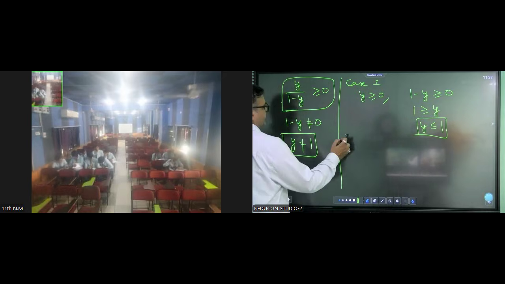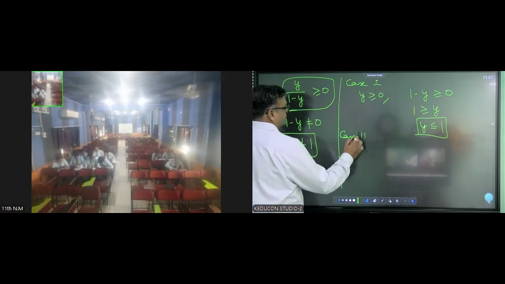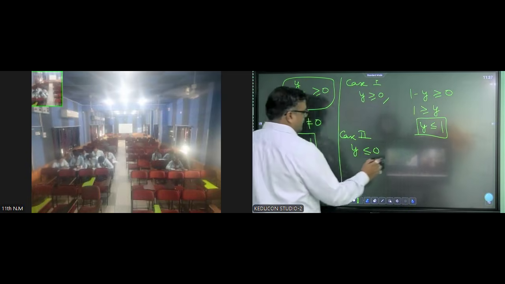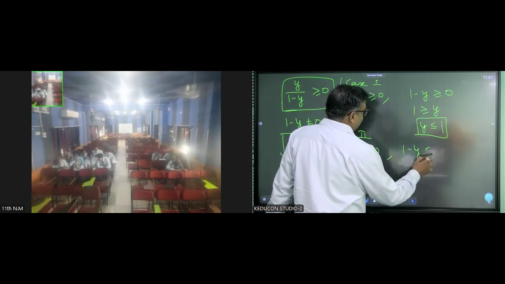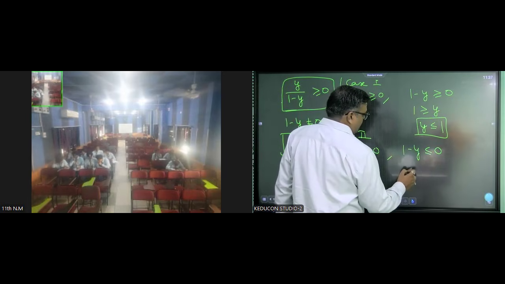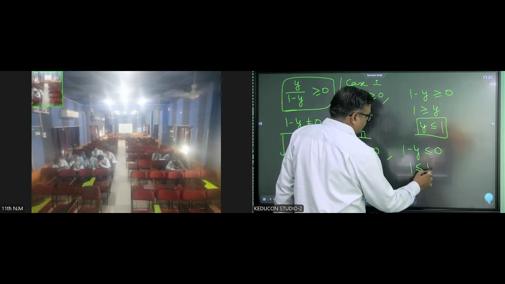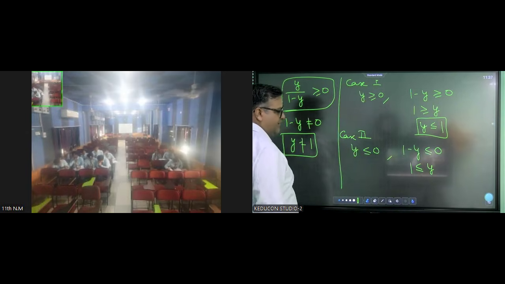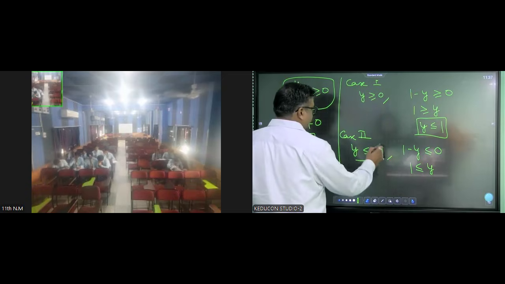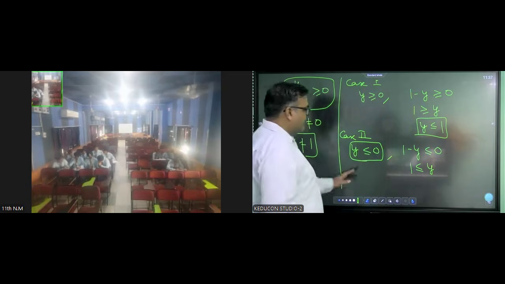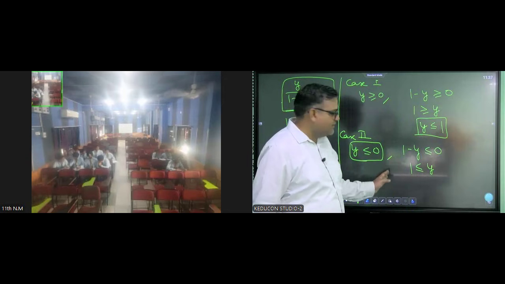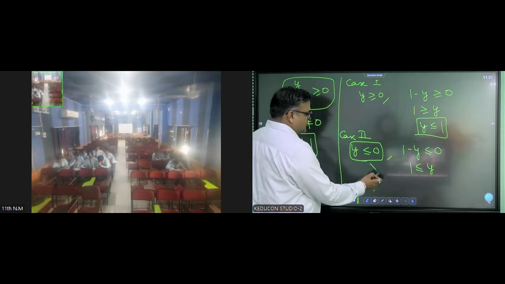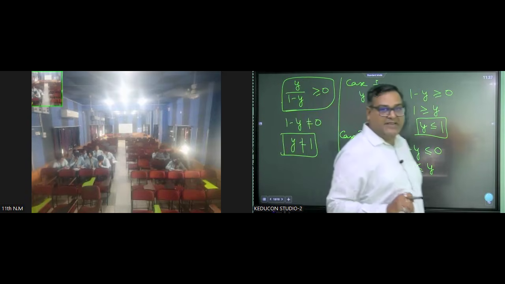दूसरे केस में क्या आ जाएगा? Case 2, y is less than equal to 0, both are negative, and 1 minus y is less than 0. From here what we got? Is this clear? y is greater than 1 and y is less than equal to 0. क्या ये पॉसिबल हो सकता है रिजल्ट? 0 से लेस होना चाहिए और 1 से ग्रेटर. तो ये वाला रिजल्ट तो पॉसिबल नहीं है बच्चों, तो इसको हम नेग्लेक्ट कर देते हैं.